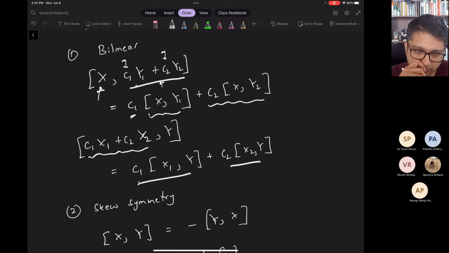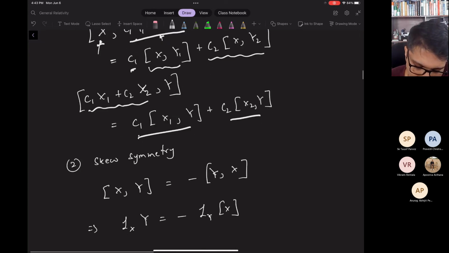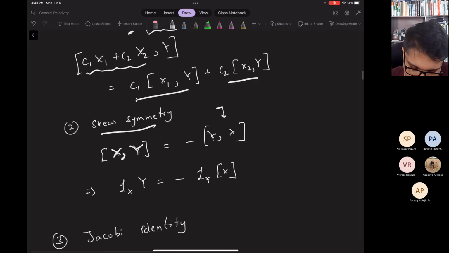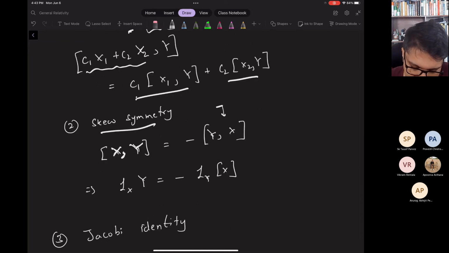You can also show easily this property of skew symmetry, that is [X,Y] is the same as minus [Y,X], which implies that the Lie derivative with respect to Y of X is equal to minus the Lie derivative of X with respect to Y.